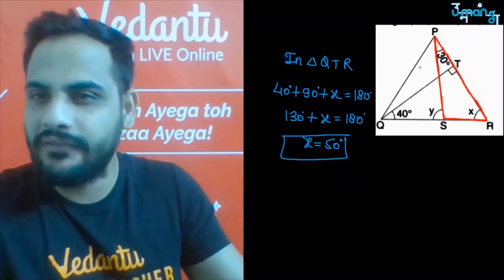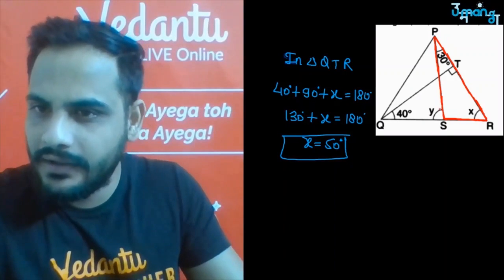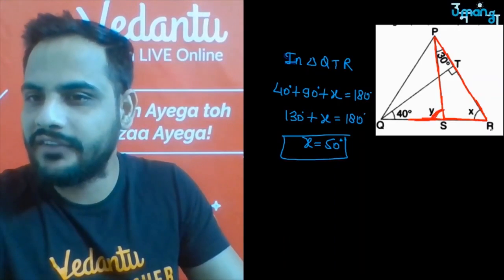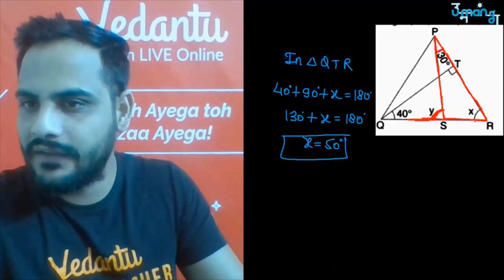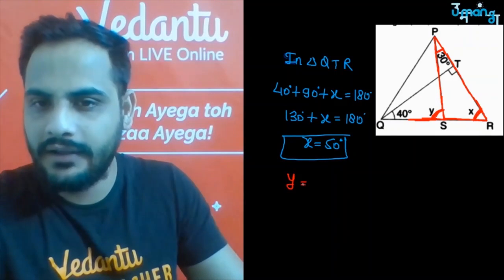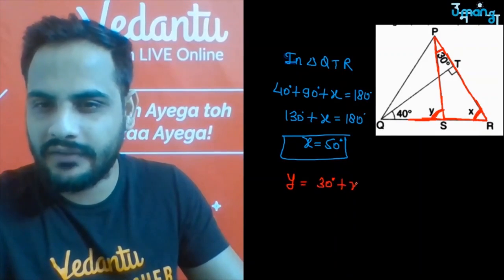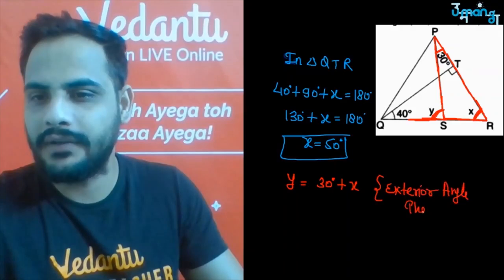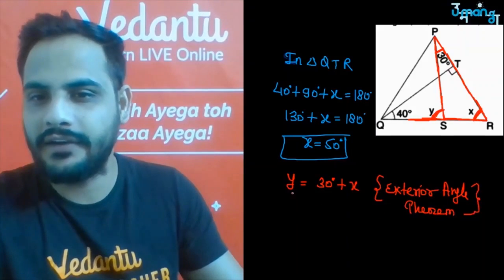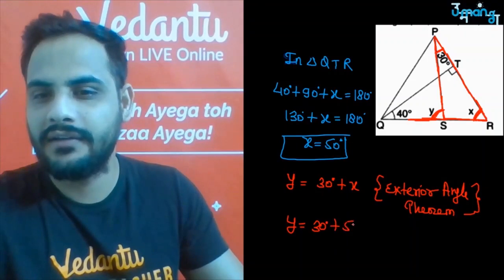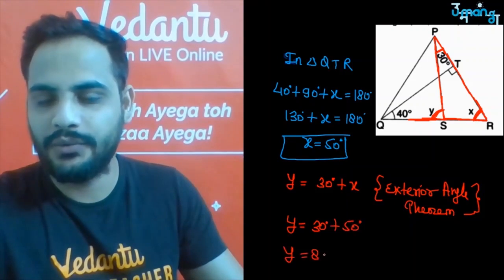Okay? So if I consider this angle PSR, this angle Y is an exterior angle. See, on the extended side, Y is an exterior angle, so it will be equal to the sum of the other two opposite interior angles. So I can say this Y should be equal to 30 plus X. The reason is the exterior angle theorem. So Y is equal to 30, we know X is 50, so Y is equal to 80 degree.